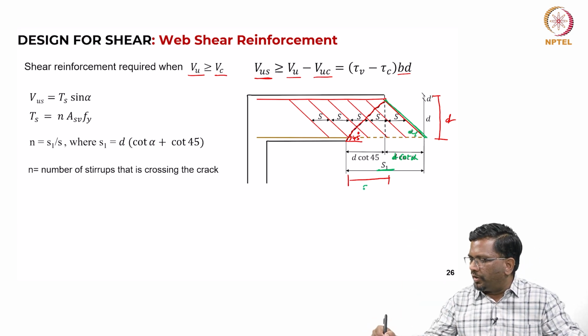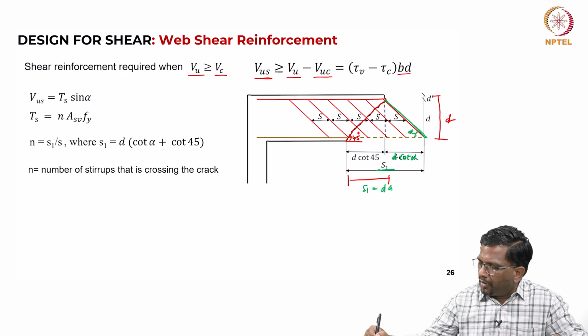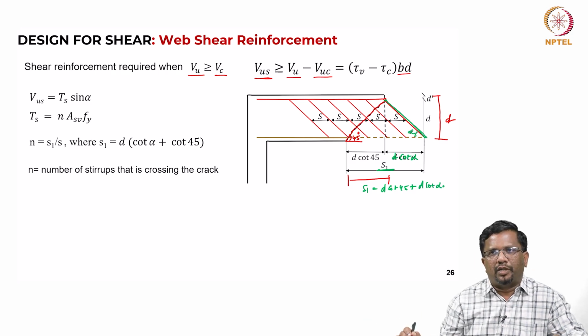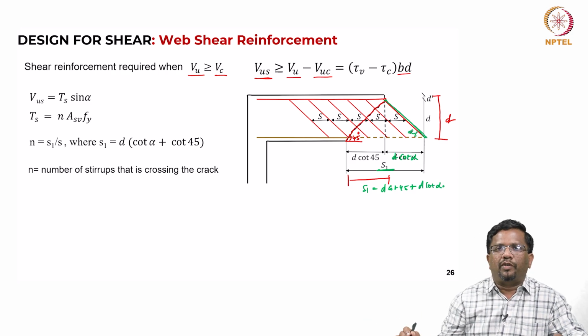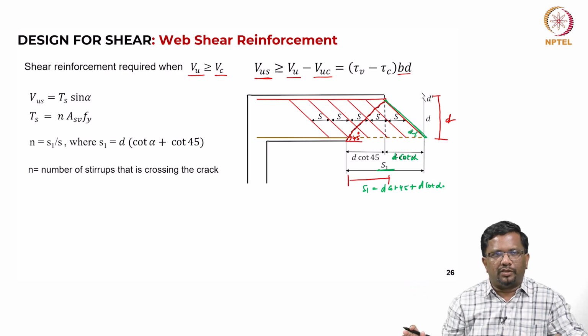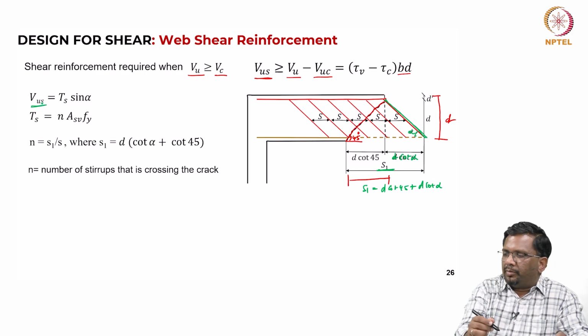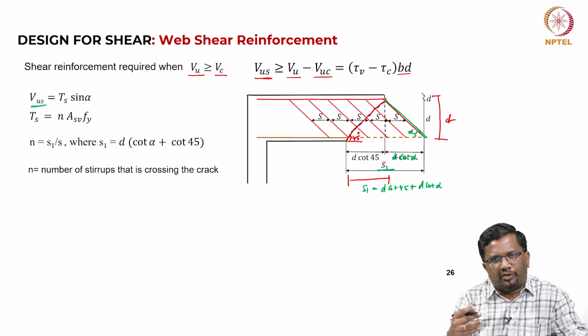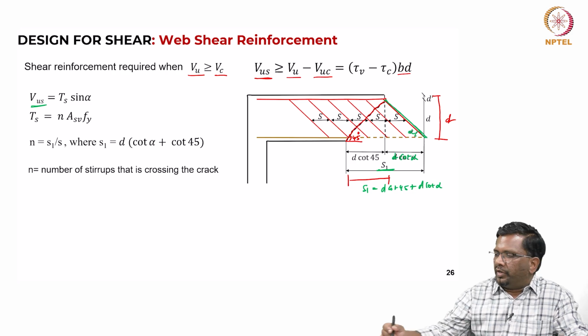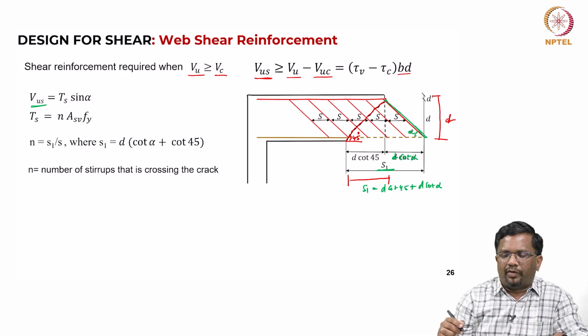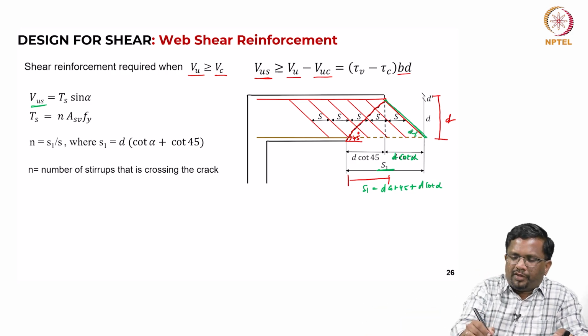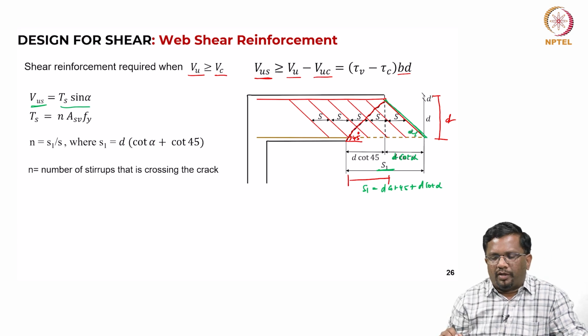So, S1 is equal to d cot 45 plus d cot alpha, right. So, this is the number of stirrups that will be crossing a particular shear crack within that distance. Now, we know that the shear resistance is coming from the tension contribution of the stirrup, and now that these stirrups are inclined at an angle alpha, the vertical component is going to be Ts into sin alpha, right. What is the maximum Ts that it can take?